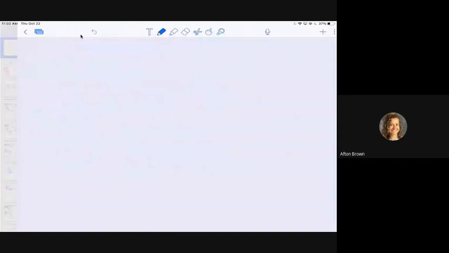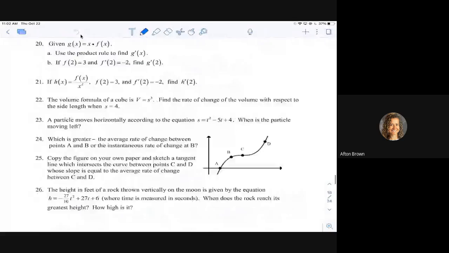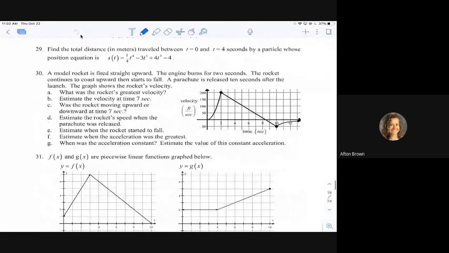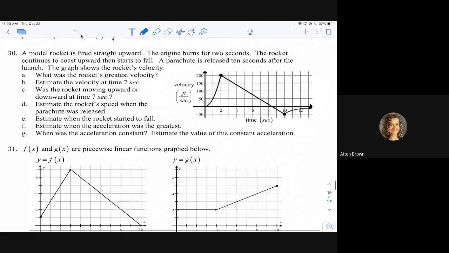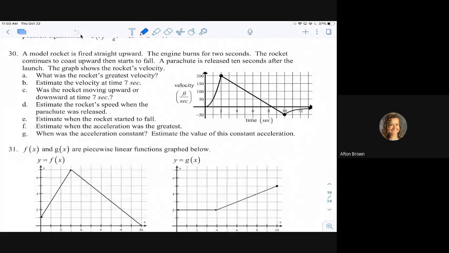Okay. There are 2 others that I think are helpful to do, and it'll help get us ready for our quiz. I'm going to jump ahead to 30. This one will help us with our quiz. I want you guys to take a second, read this, kind of get familiar with this question, then we'll go through it together. Okay, this is a good review of motion.